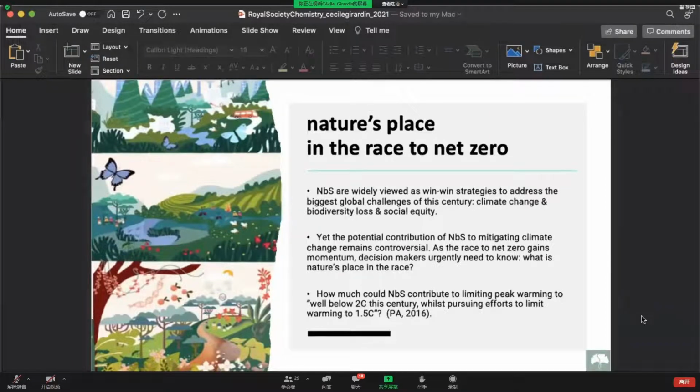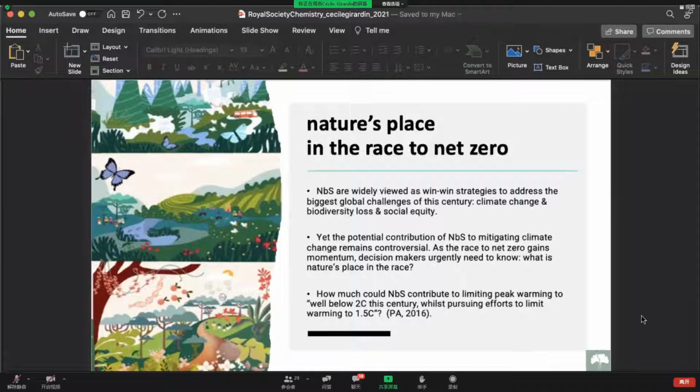So with all this in mind, there's a big question. Nature-based solutions are widely viewed as a win-win strategy to address the biggest global challenges of the century, as I just said, but their potential contribution to mitigating climate change still remains controversial. So if we implement them at scale globally, how much do they actually contribute to our net zero goal and to reducing warming? As this race to net zero gains momentum, decision makers urgently need to know what nature's place is in the race to net zero.